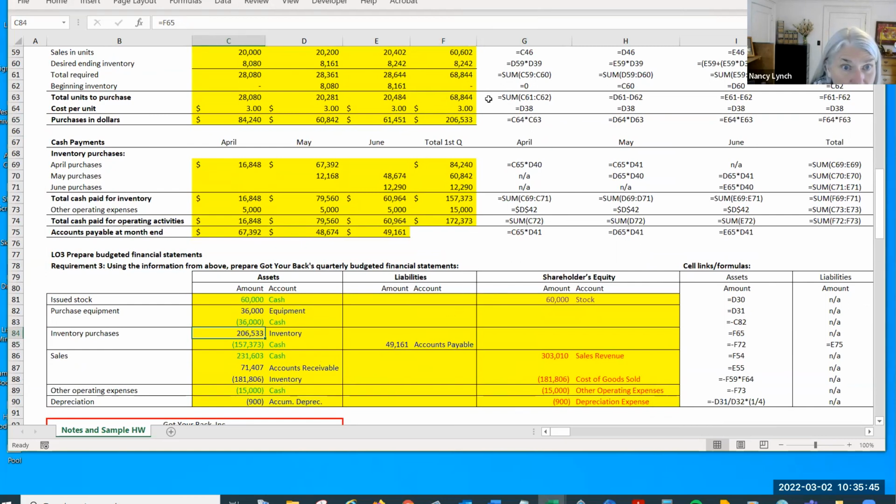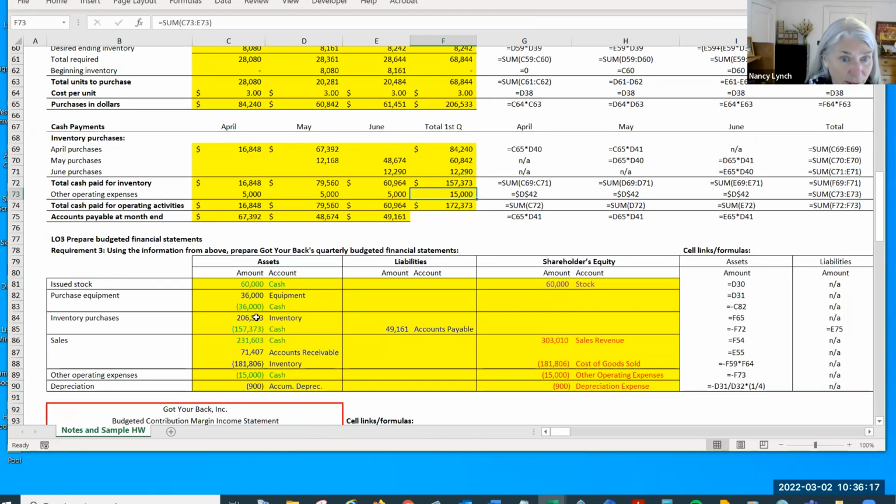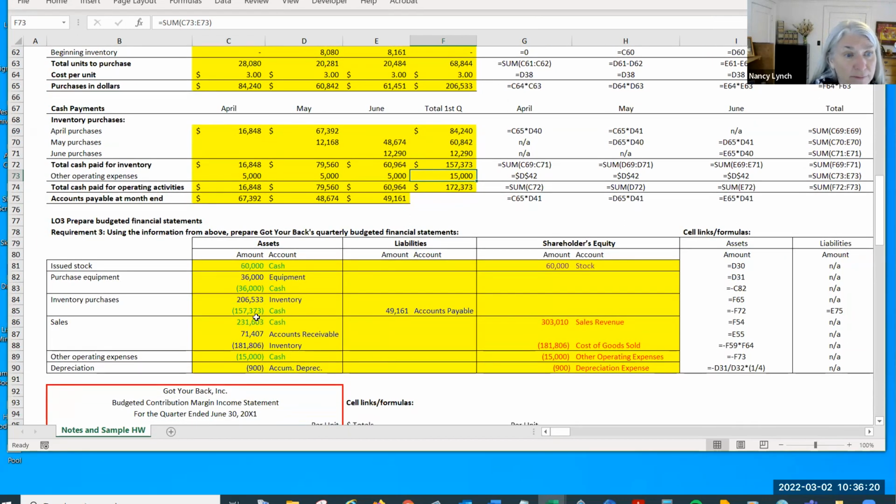What did we pay of that amount that we purchased of our inventory? If you notice here, we only paid $157,373. Well, where's the rest of it? That's what we owe. The 5,000 expenses, that's the difference there, or 15,000 in total, we paid in the quarter, so all of this is paid. All this right here represents the amount we still owe for our inventory. This plus this should equal that, because your accounting equation needs to always balance.